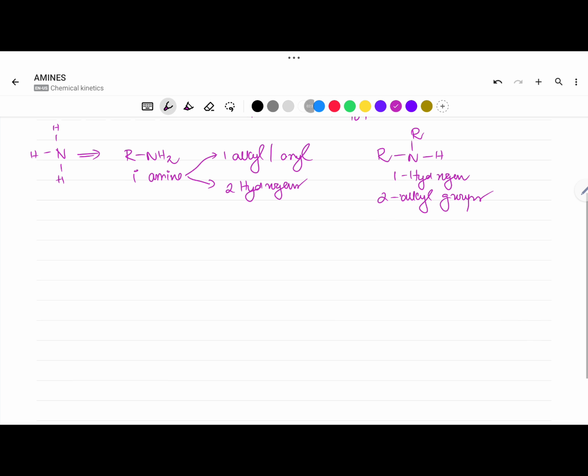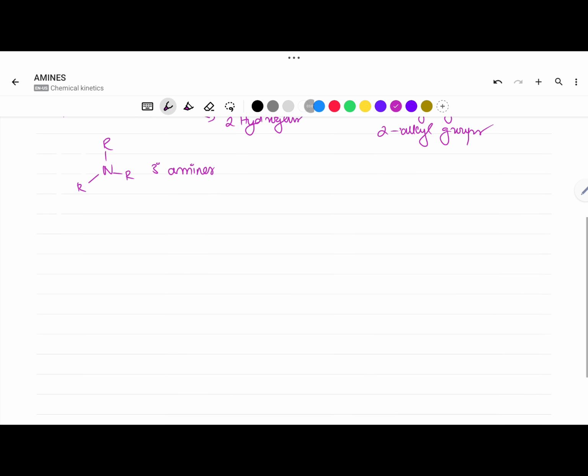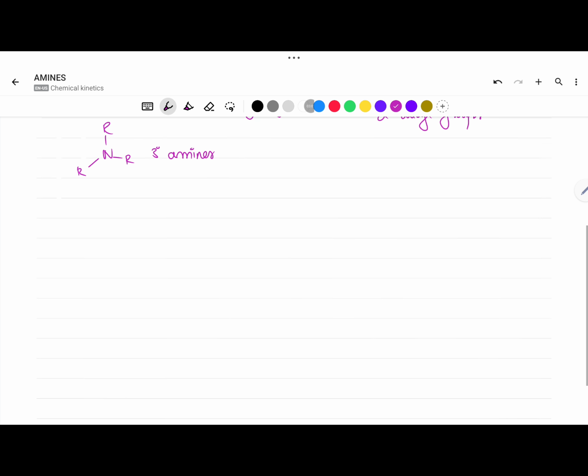So with respect to tertiary amines, if I replace all the hydrogens of ammonia by alkyl groups like this, this is your tertiary amine. So amines can be classified into primary, secondary and tertiary. The detailed discussion of the classification of amines, I will do very shortly after this.